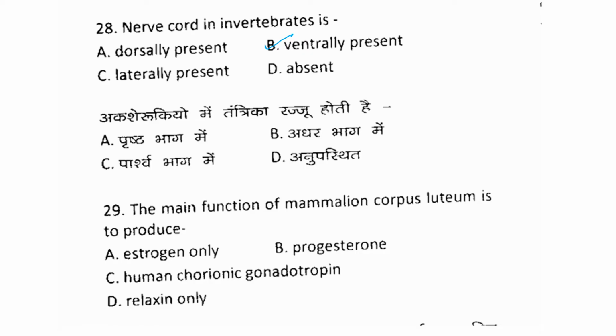Now the next question, the main function of mammalian corpus luteum is to produce progesterone. So once there is an ovulation, the follicle forms the corpus luteum, and the main function of the corpus luteum is to produce progesterone until the placenta starts producing progesterone.